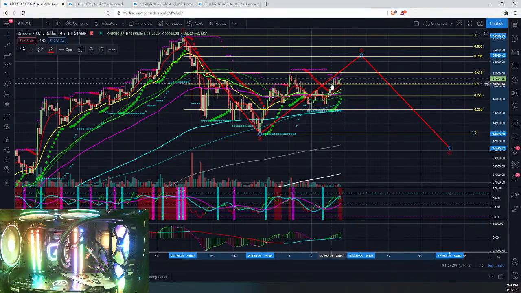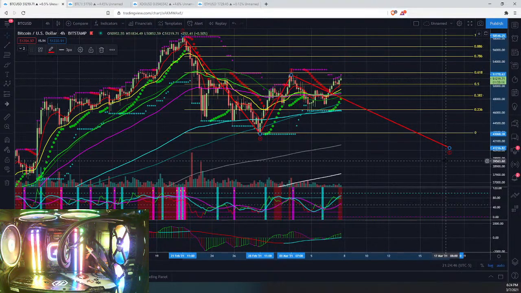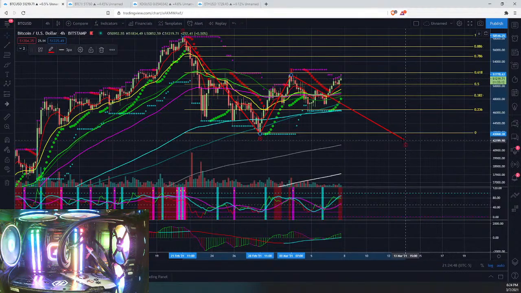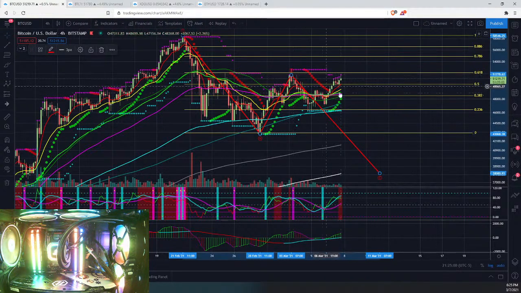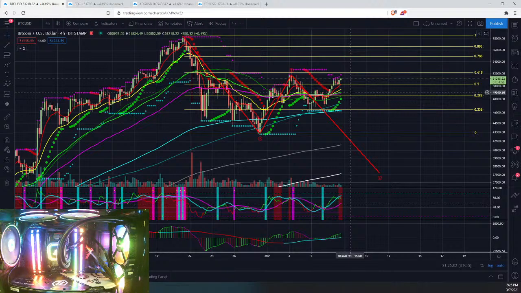Now, is it possible we start showing weakness right here and this fails? 100%. And then that would be the B right there. And then the C, essentially this does not take out the high right here. And then the C could potentially come back down here to either retest the low, put in a new low, something like that. So, with trading, the market is always going to tell you what it's going to do.